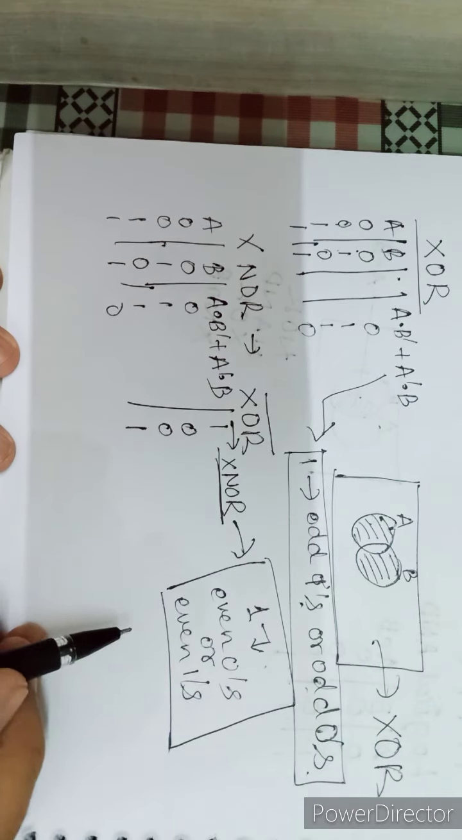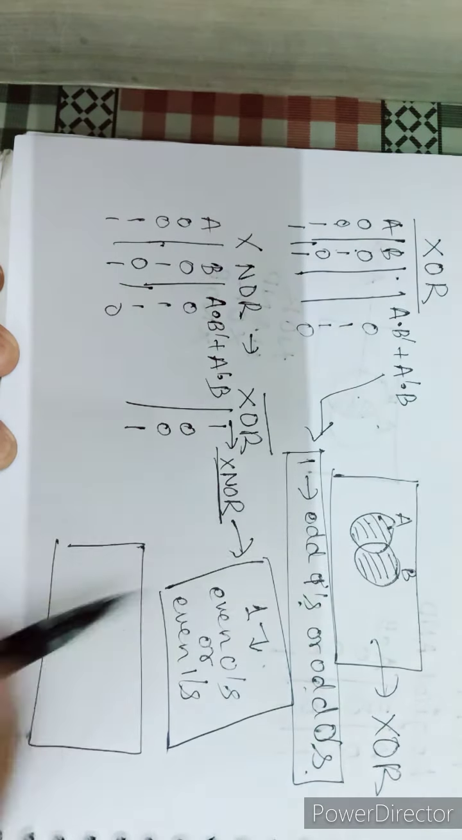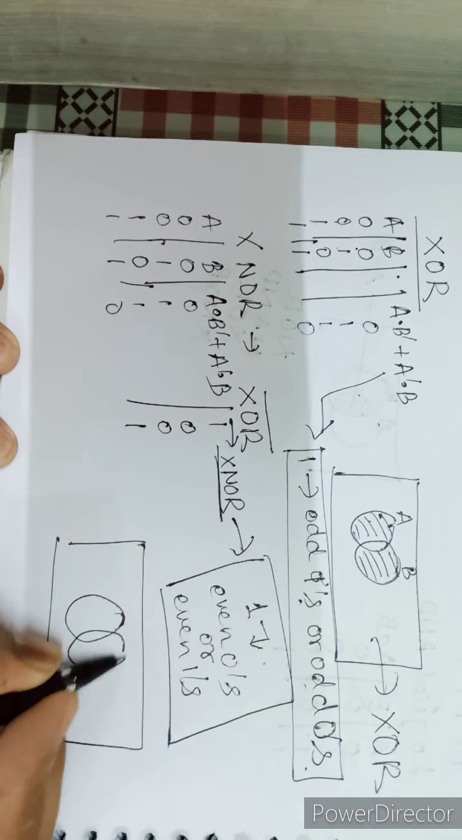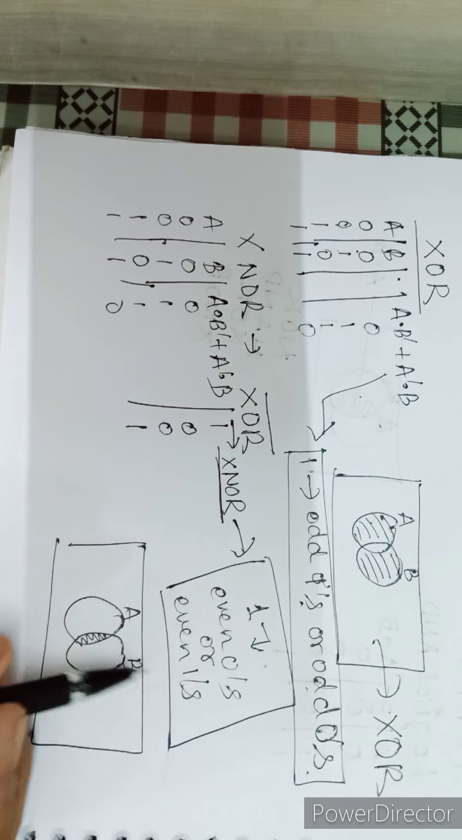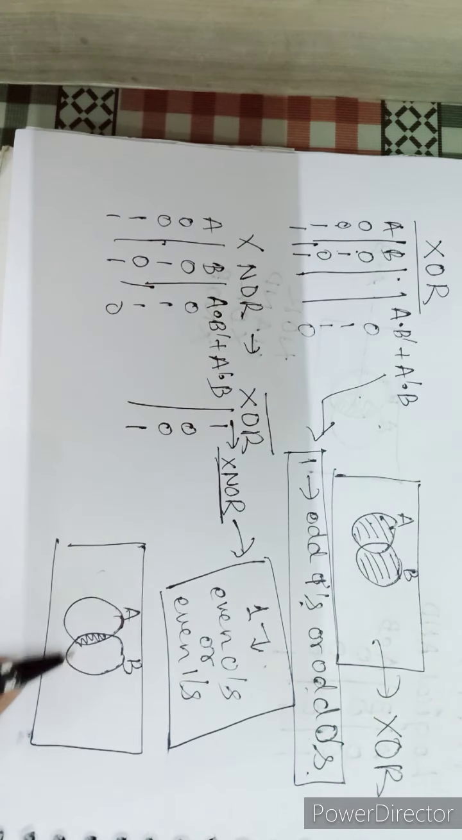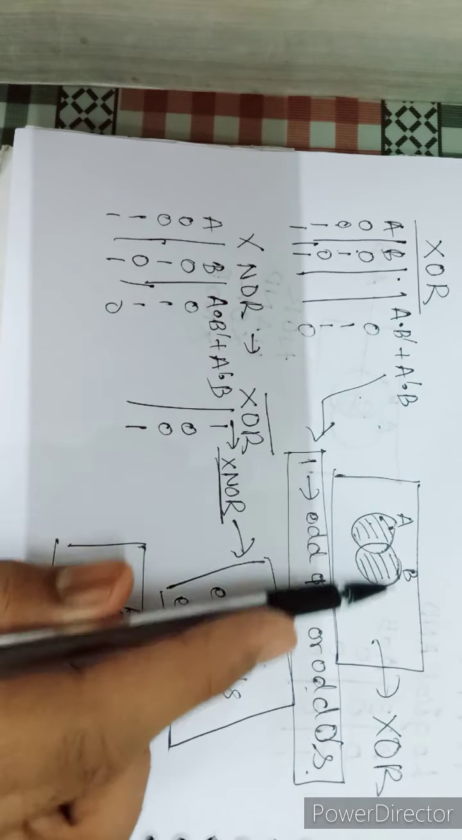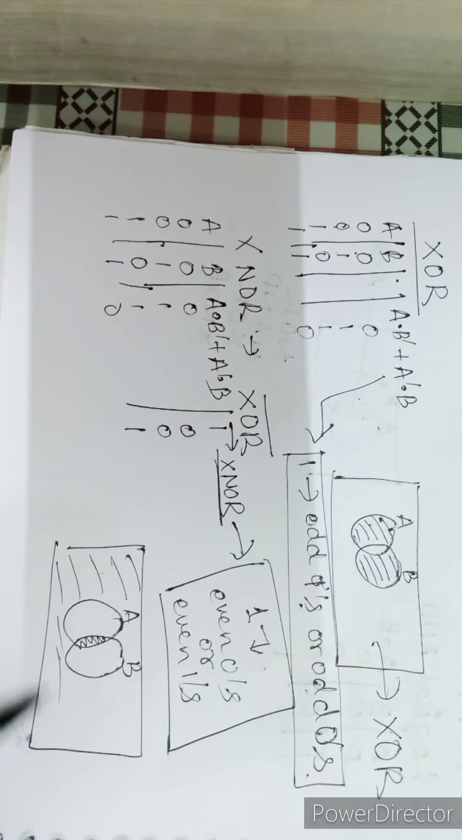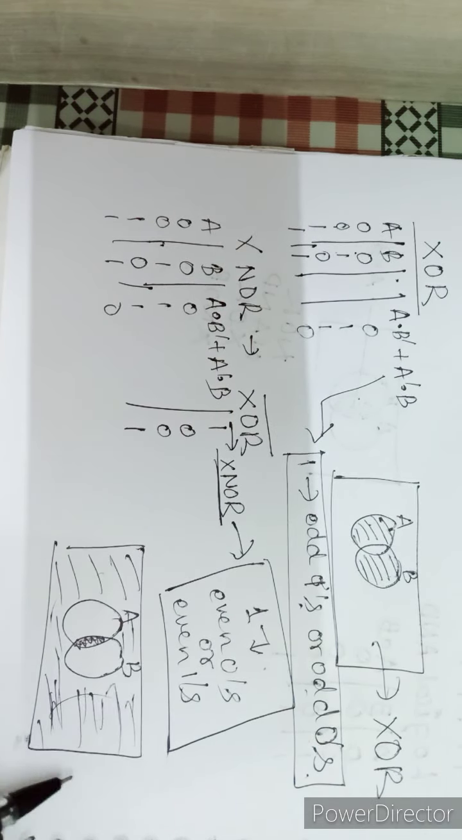The Venn diagram for XNOR is just the opposite of this one, so it will be AB. So this will be the XNOR Venn diagram, just opposite of this. So including this and this region, this one and this one, this is the XNOR region.